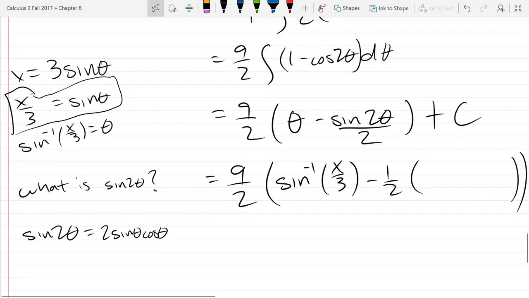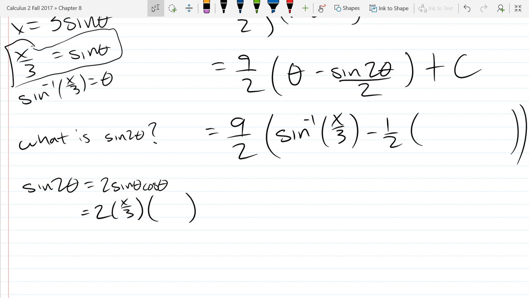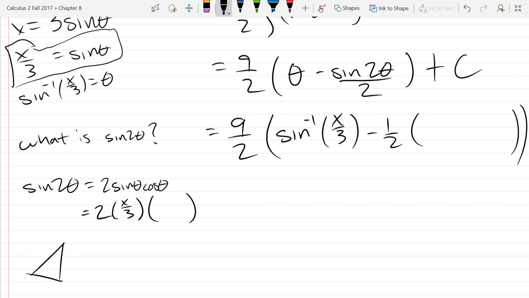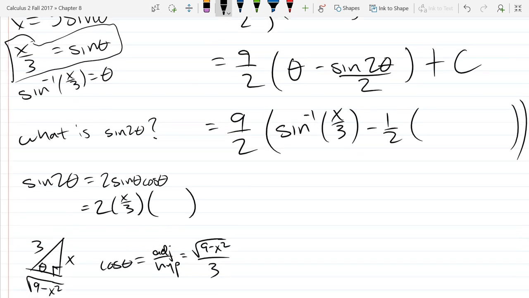So it's 2 times sine theta, which is x over 3. How do I get cosine theta? We'll draw a triangle out and figure out what cosine is. Here's my triangle, theta, right angle. Sine is opposite over hypotenuse. So my adjacent will be square root of 9 minus x squared. Cos theta is adjacent over hypotenuse, so cosine is square root of 9 minus x squared over 3.